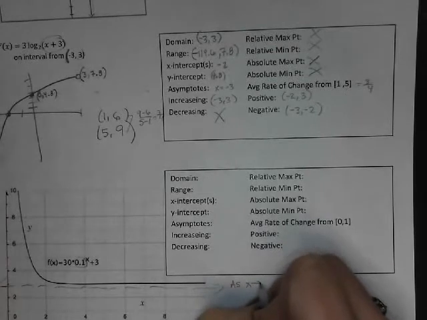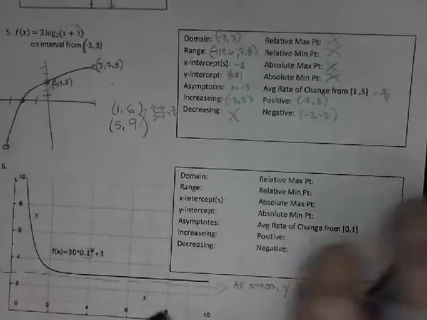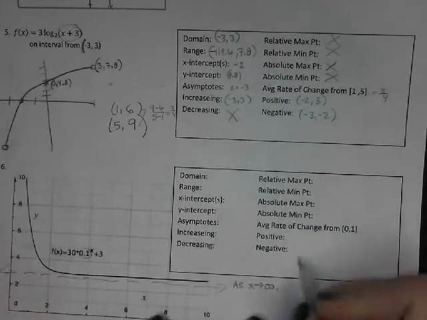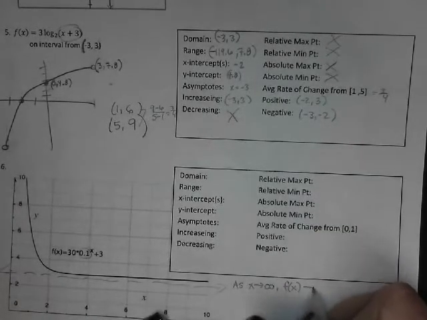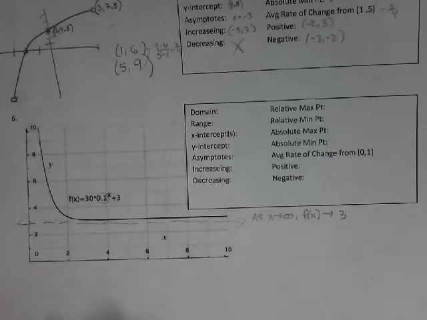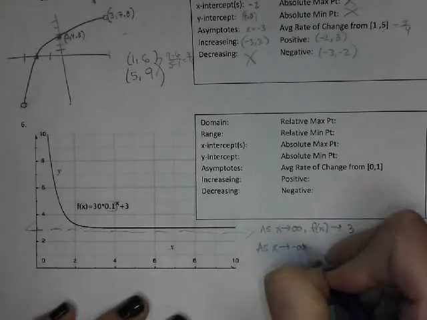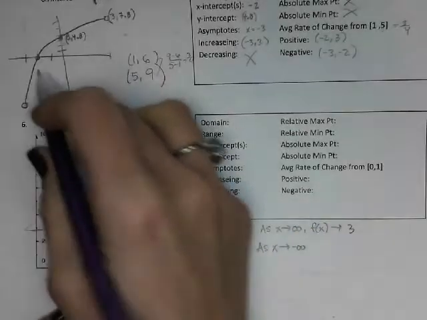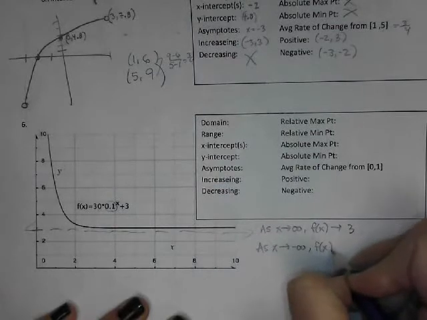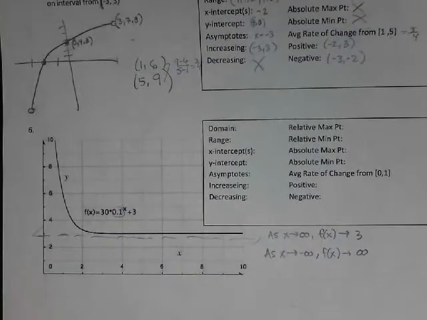As x approaches infinity, this notation, the y-coordinate, or f of x we can say, is approaching 3. It's approaching that asymptote value. As x is approaching negative infinity, so we're moving left on the graph, the y is approaching way up to infinity. That's a good notation to review as well.